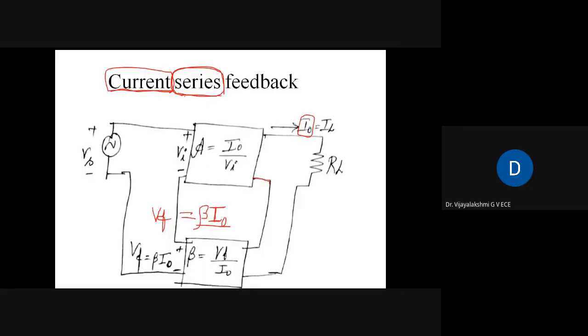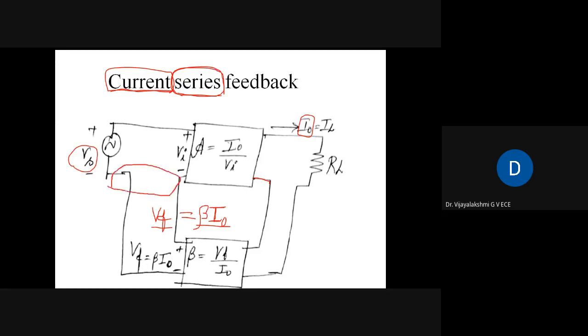When you are combining the signals in series, they have to be only the voltage signals. So beta times I naught becomes VF, and since I'm going to add in series, the source also has to be VS. So I can only mix at the input Vs and Vf, where Vf is beta times I naught. So you can see here this is a series connection.